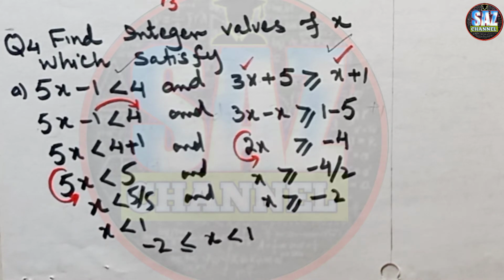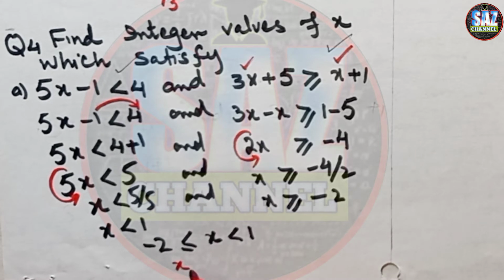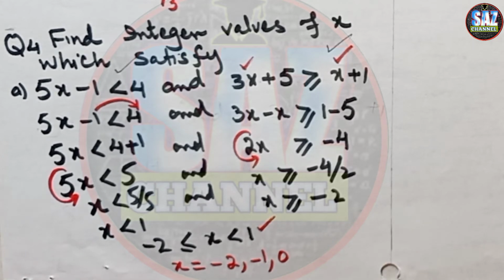As we need to write the integer values of x, x can take the values minus 2, minus 1 and 0, because 1 is not included in the answer. So these are the integer values which will satisfy these two inequalities.